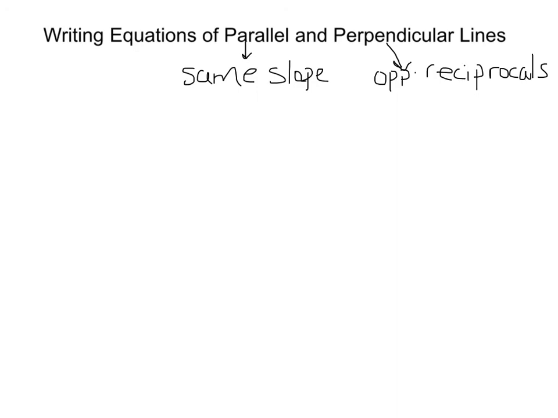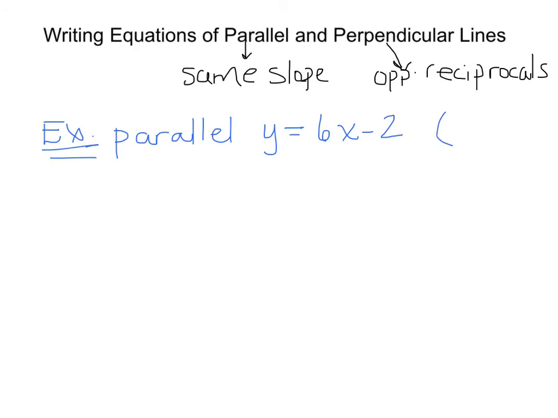So when they ask you to write the equation of the line, you have to make sure that you look at the slope of the line that's given to you. For example, let's say they wanted a line that was parallel to y equals 6x minus 2, and that passes through the point 1, negative 3.